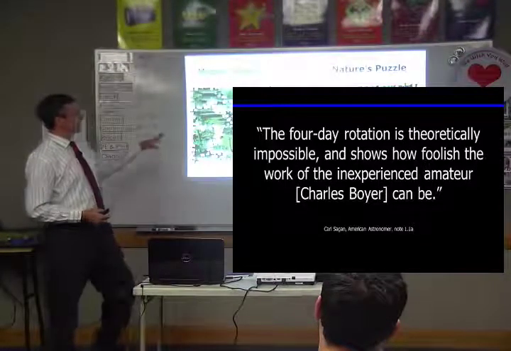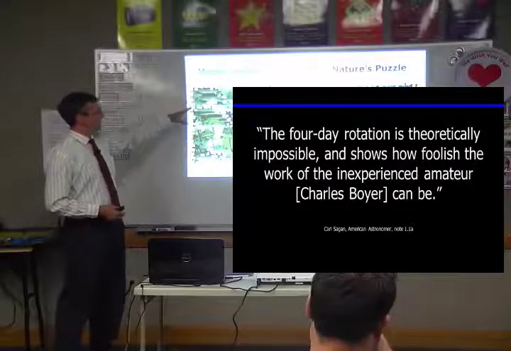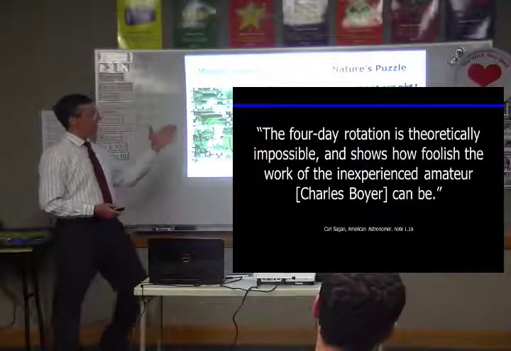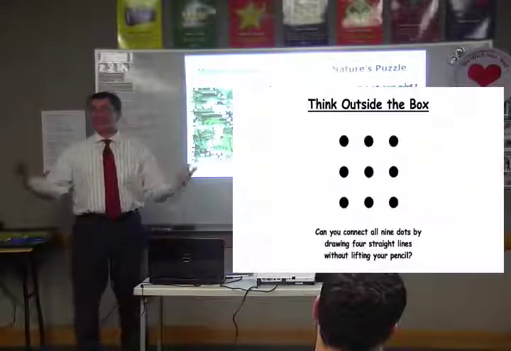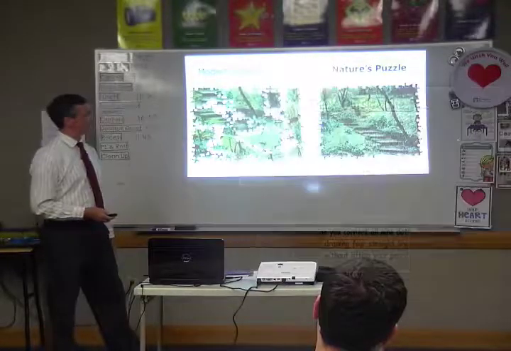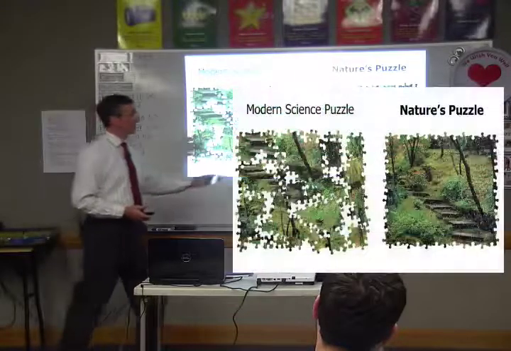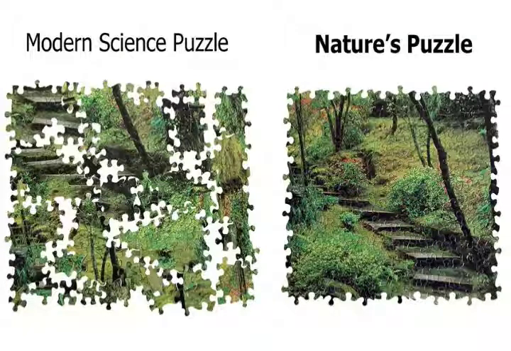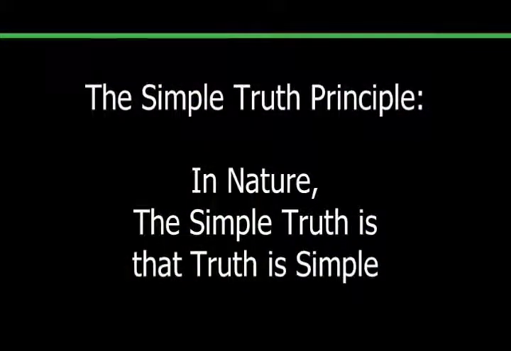So speaking of puzzles, this is kind of what we see modern science puzzle as. It's kind of disjointed, mixed up, doesn't really make a lot of sense. And yet nature's puzzle, we can see that, it's clear, it's understandable, it makes sense. And so the universal model is trying to get closer to this because we see modern science being a little more disjointed, with pieces missing and in the wrong place. And so with this picture of what nature's puzzle is like and what science is supposed to be, we come up with a lot of principles that help us make sense out of this, like the simple truth principle, that in nature, the simple truth is that truth is simple.